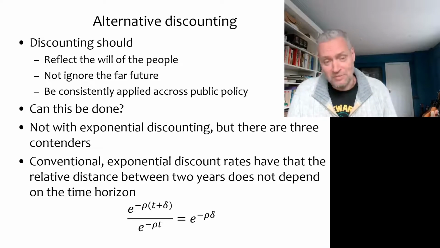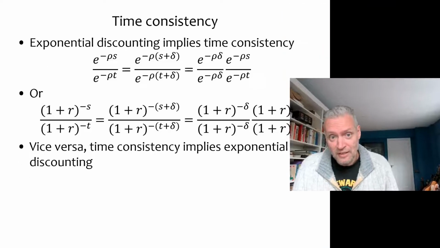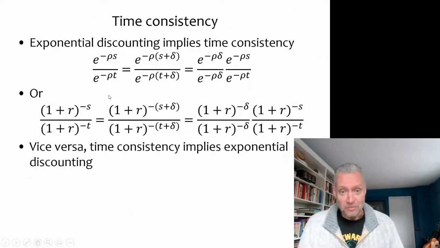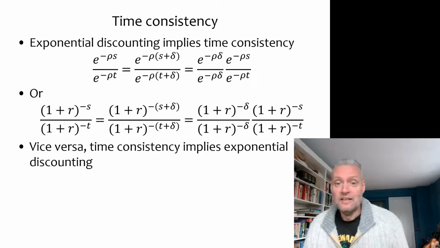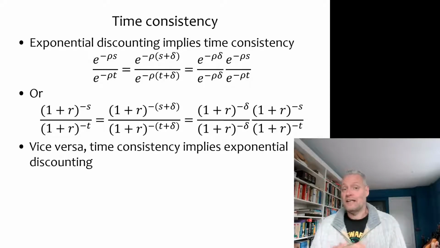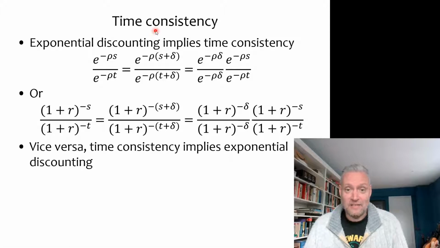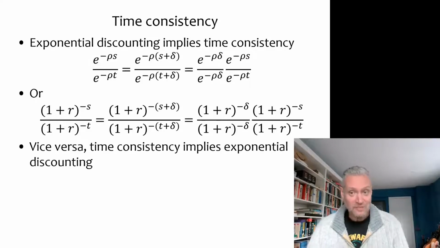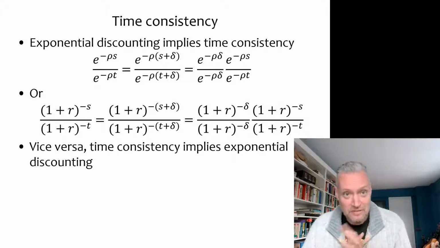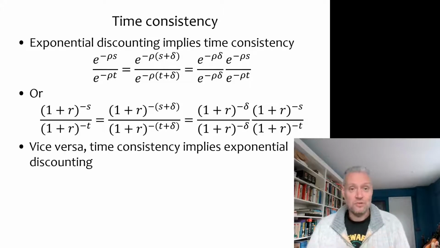Now this is a very handy property because this implies time consistency. So if you take again the relative value of something that happens in year S versus something that happens in year t, and then we let delta years pass, then we have the relative value of S plus delta and t plus delta, and then the delta simply drops out of the equation, and we have the same relative values. Now this is true if we use continuous time. This is also true if we use discrete time. You can work through these equations and you see again that the delta drops out of the equation.